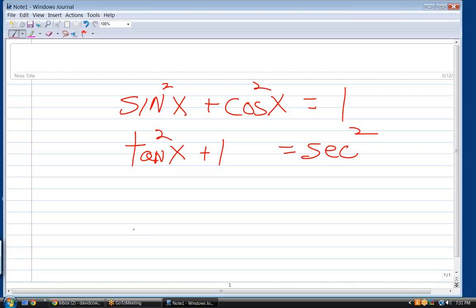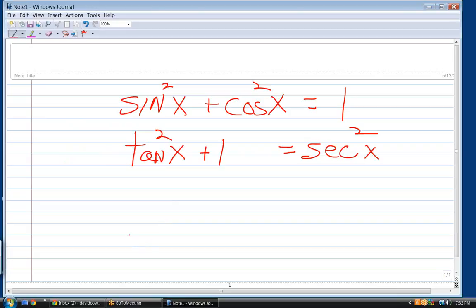Well, hold on. Is that tangent squared x plus 1 equal to secant squared x? Excuse me, I left off the x. Yeah, thank you. In other words, it's different than this: secant squared minus tangent squared is equal to 1. So you have to memorize this separately. It's not related at all. Both of those you need to memorize.